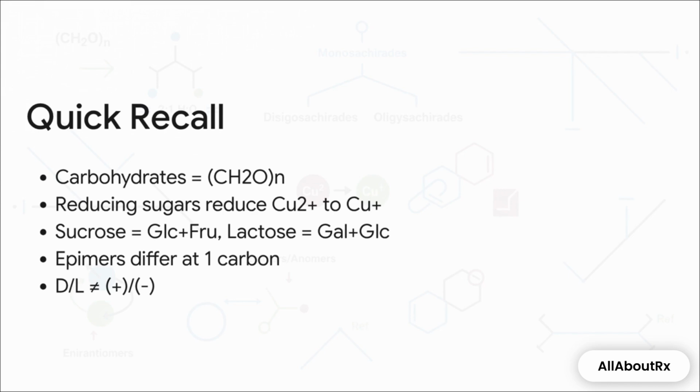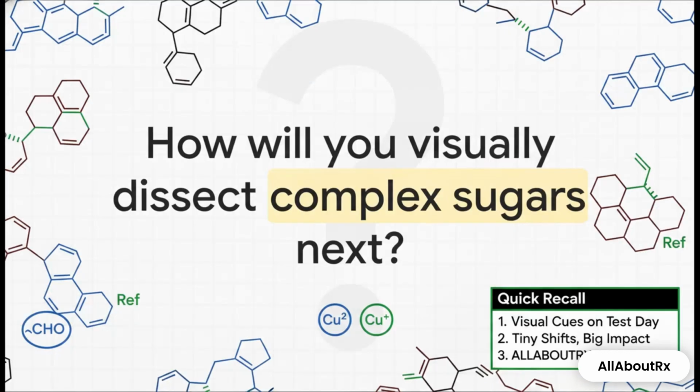Know the strict differences between epimers, anomers, and enantiomers. And whatever you do, never forget the optical rule. D does not equal plus. Because knowing these visual traps exist is really only half the battle. How will you apply this structural map on test day when you're staring down a massive, complex branched polysaccharide? Think about how these tiny atomic-level structural shifts completely alter biological function.